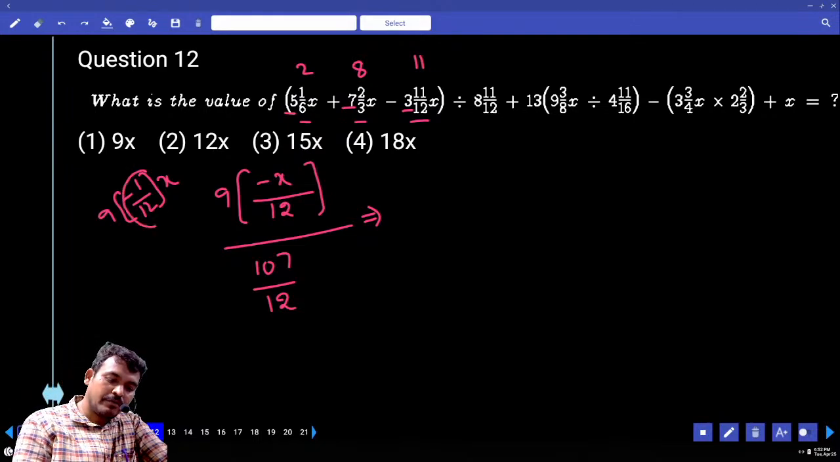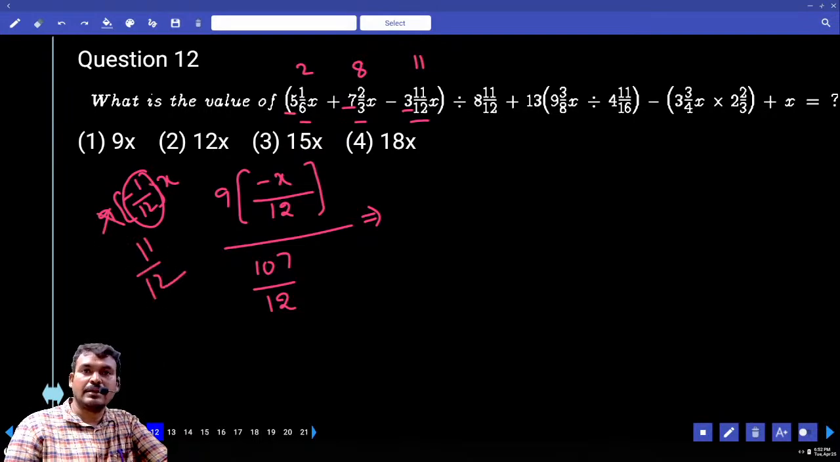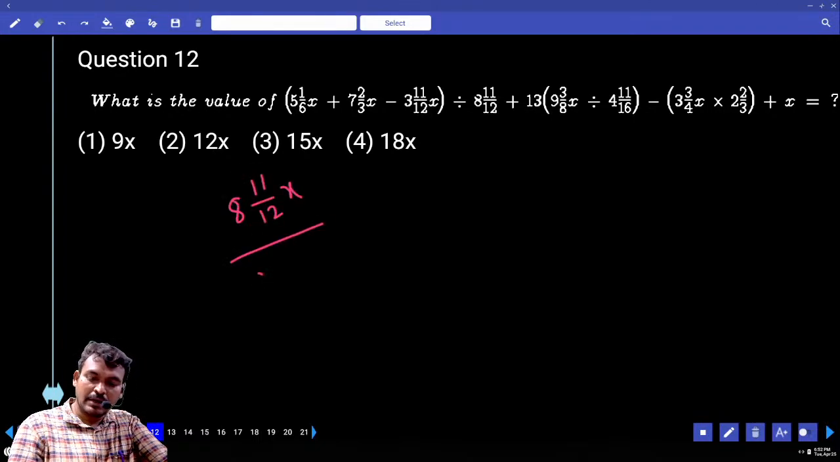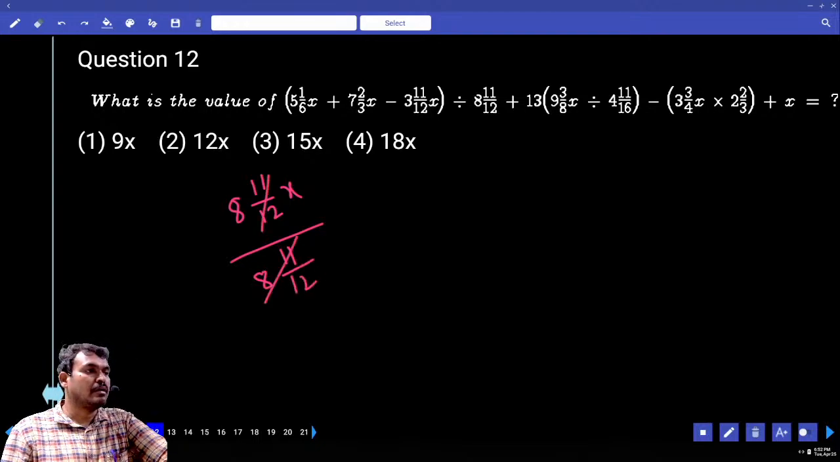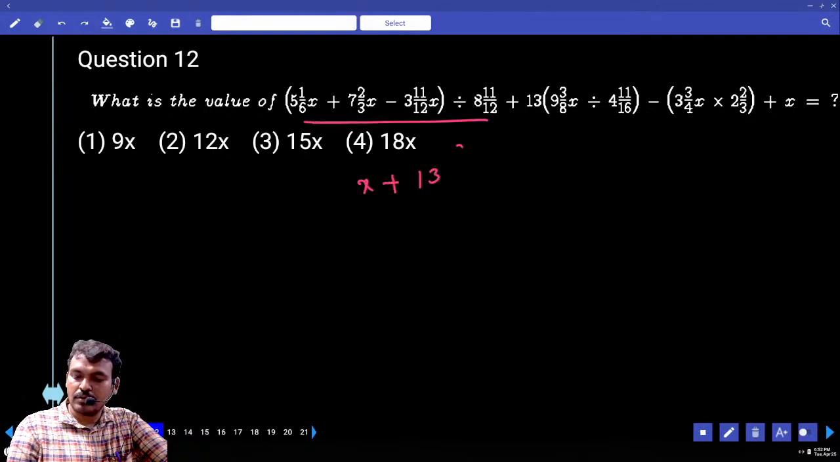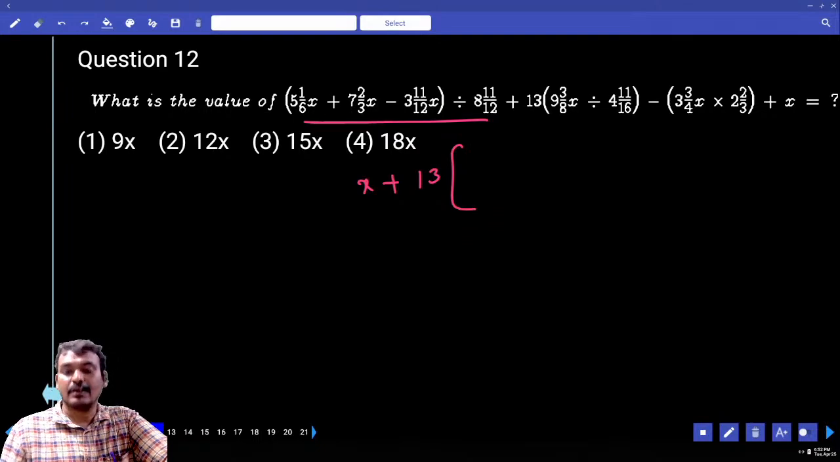Negative 1 by 12 we return 11 by 12. But positive 9 it will become 8 11 by 12. Numerator we return 8 11 by 12 of x. Denominator 8 11 by 12. Both are cancelled. What is the remaining? x. This term we are getting how much value? x plus 13 into 9 3 by 8 x.